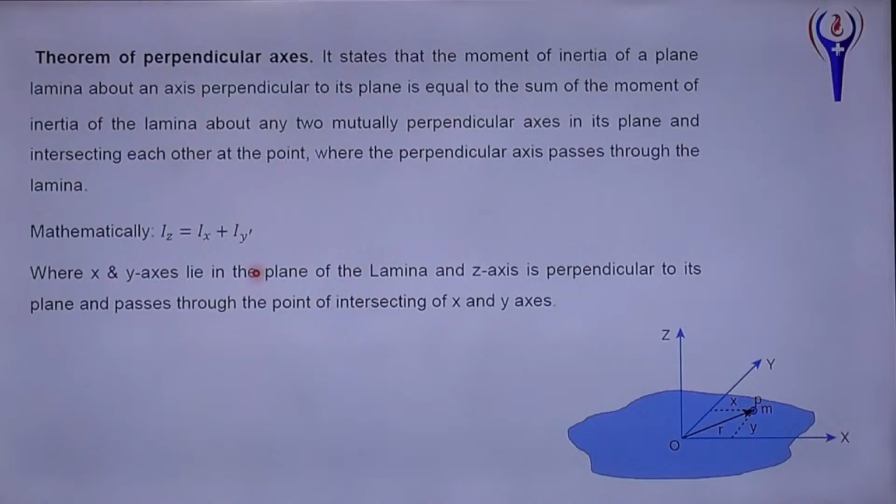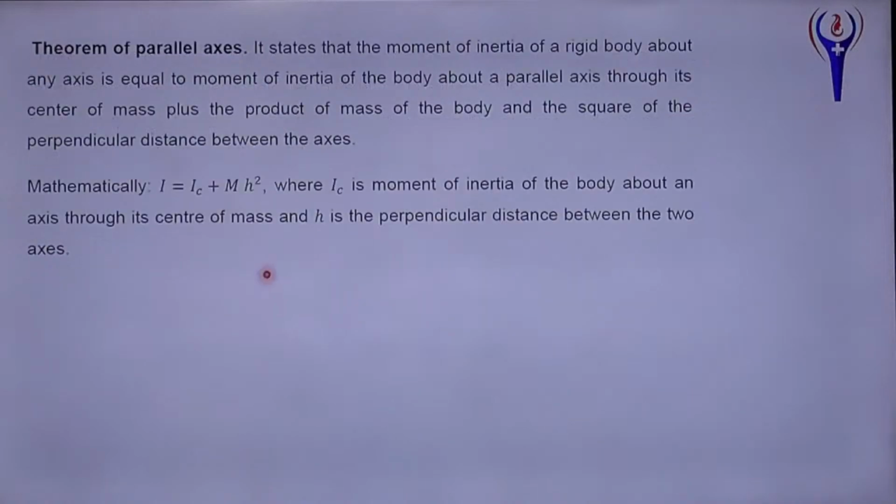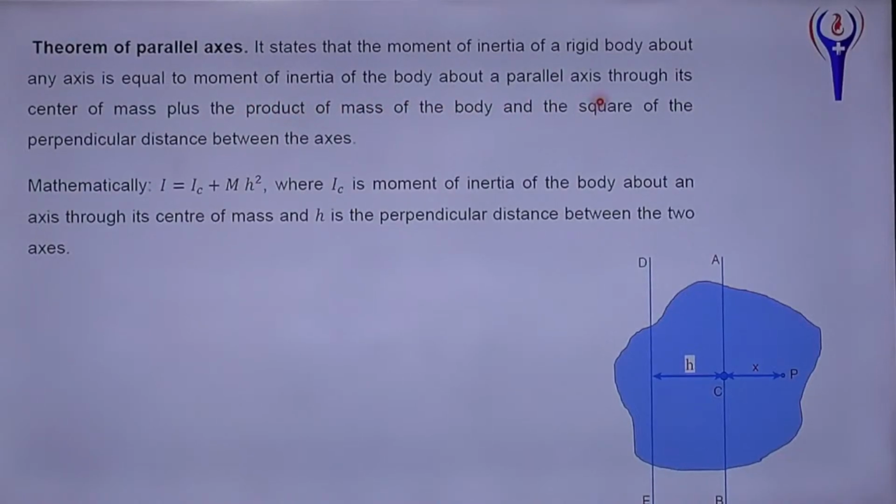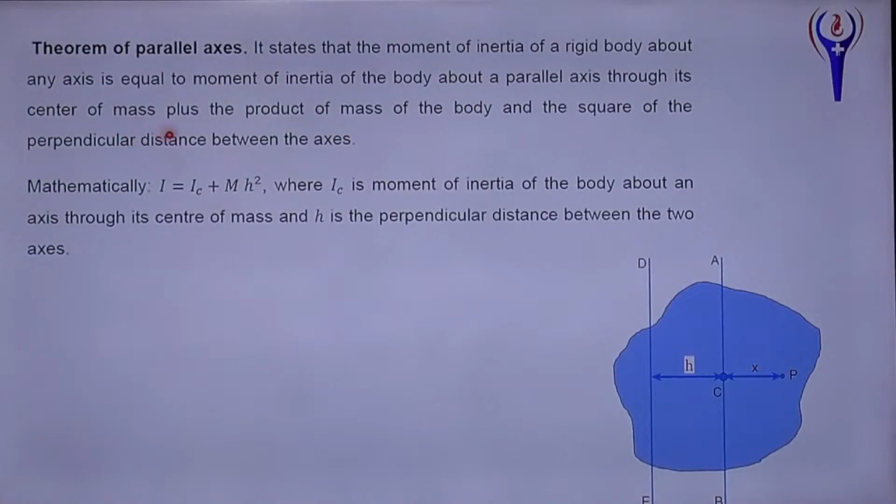We are going to apply both theorems, the perpendicular axis theorem, and the next one will be the parallel axis theorem. Noted? Parallel axis theorem states that the moment of inertia of a rigid body about any axis is equal to the moment of inertia of the body about a parallel axis through its center of mass plus the product of the mass of the body and the square of the perpendicular distance between the axes.